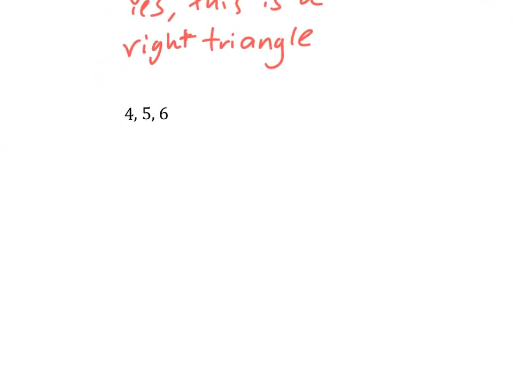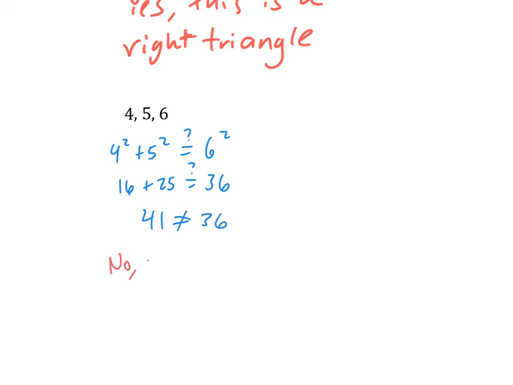All right, now let's look at these side lengths here. If we had 4 squared plus 5 squared, does that equal 6 squared? Well, 4 squared is 16 plus 5 squared, which is 25. Does that equal 36? Well, let's see, 16 plus 25 is equal to 41, which is not equal to 36. So we say no, not a right triangle.